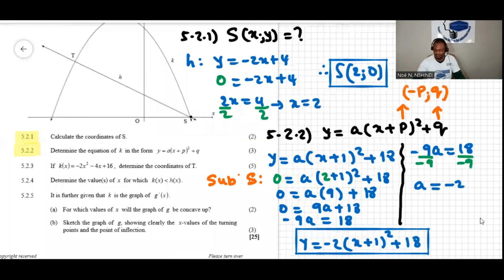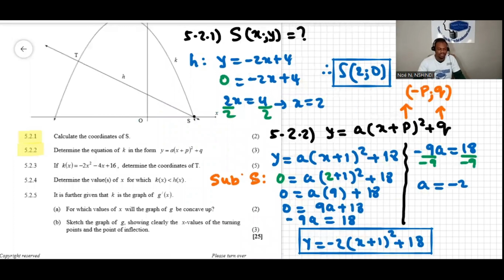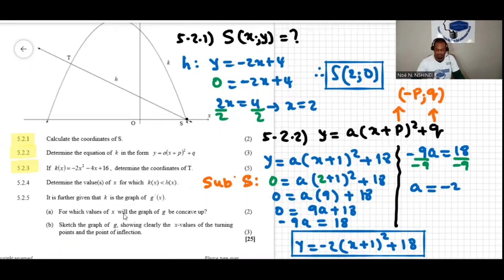Now the following question is 5.2.3. The question says that if k of x equal to negative 2x squared minus 4x plus 10, determine the coordinates of T.